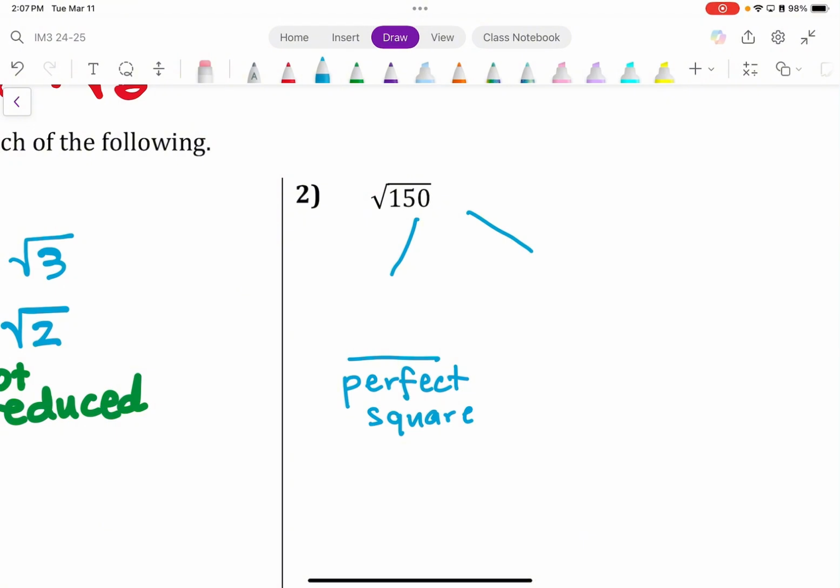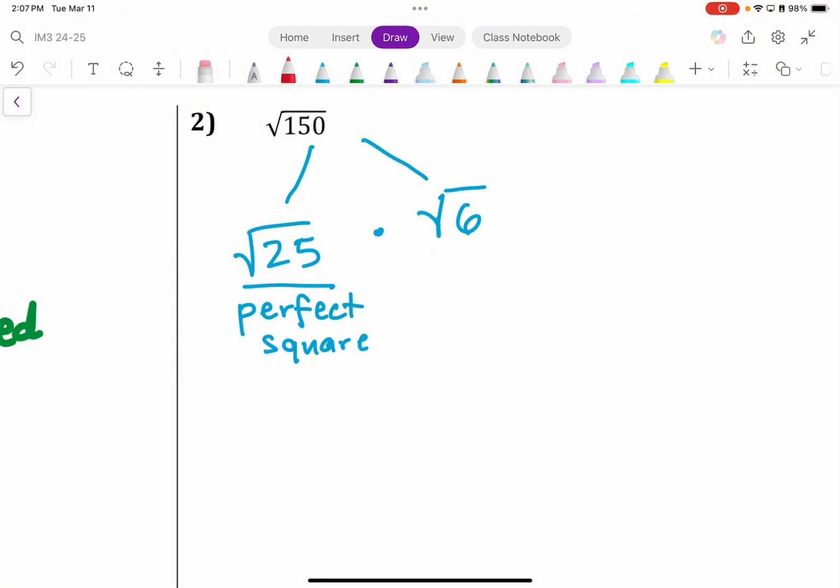Okay, 10 and 15. Are either of those two perfect squares? 10 and 15 could work as factors, but neither of those two are perfect squares. 6 and 25 works better. 25 is a perfect square. So let's use 6 and 25. Now, that doesn't mean that you can't use 10 and 15. It just means that if you use 10 and 15, you have to do more work.